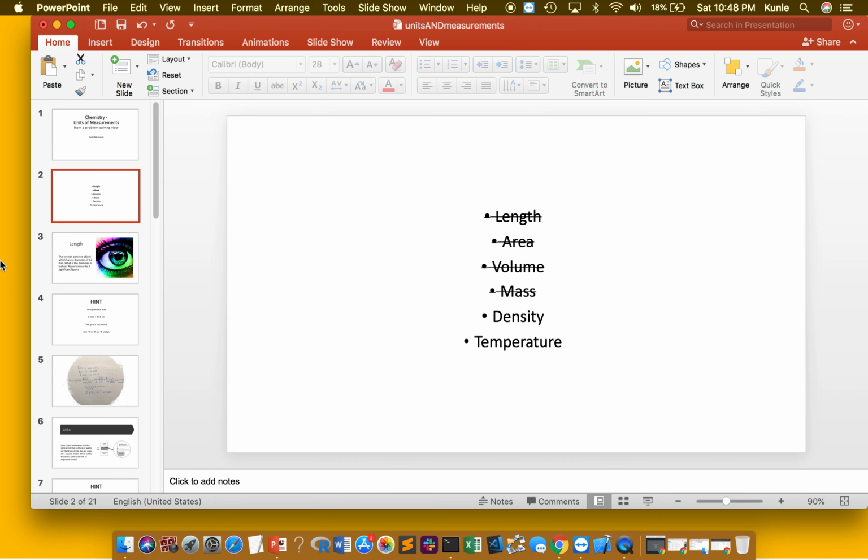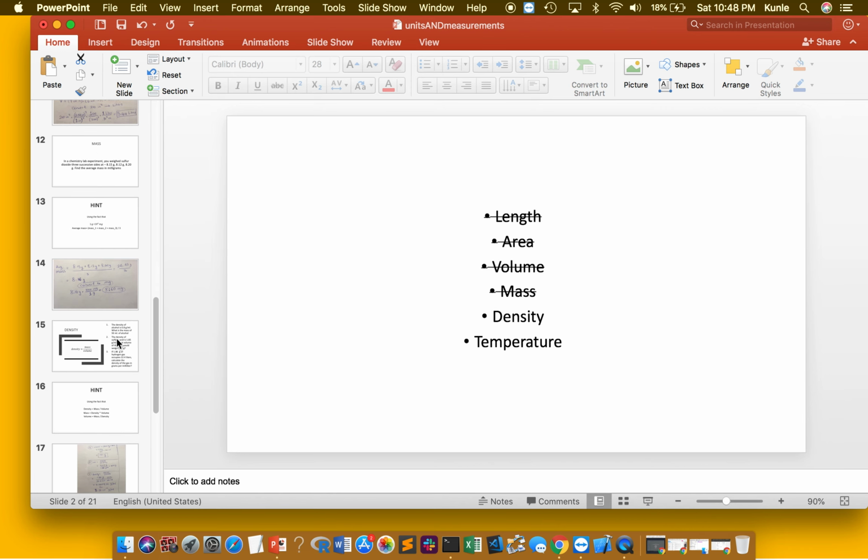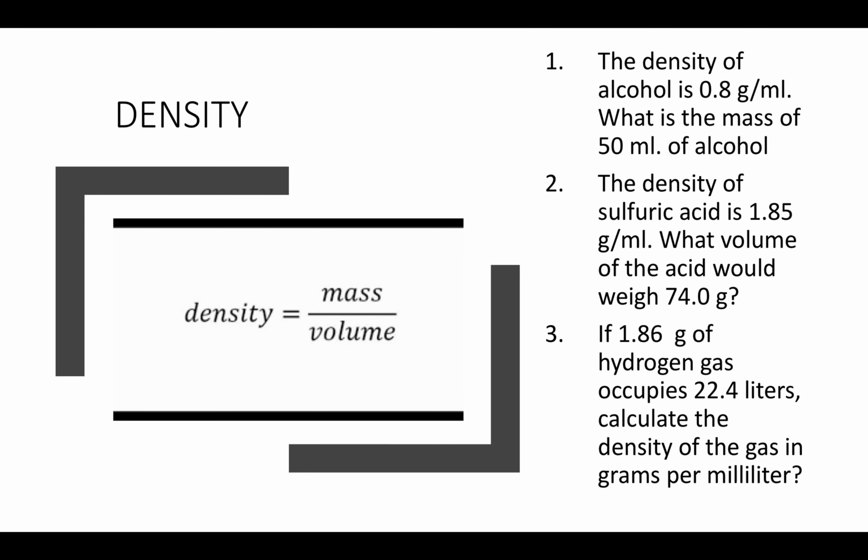So let's go directly to density. Density in chemistry is something that you would see a lot. The formula for density is mass over volume. It's really that simple. So here I have posted three fairly simple problems that would require you to play around with the formula. Before I go into how to solve these problems, please take some time and attempt a solution.